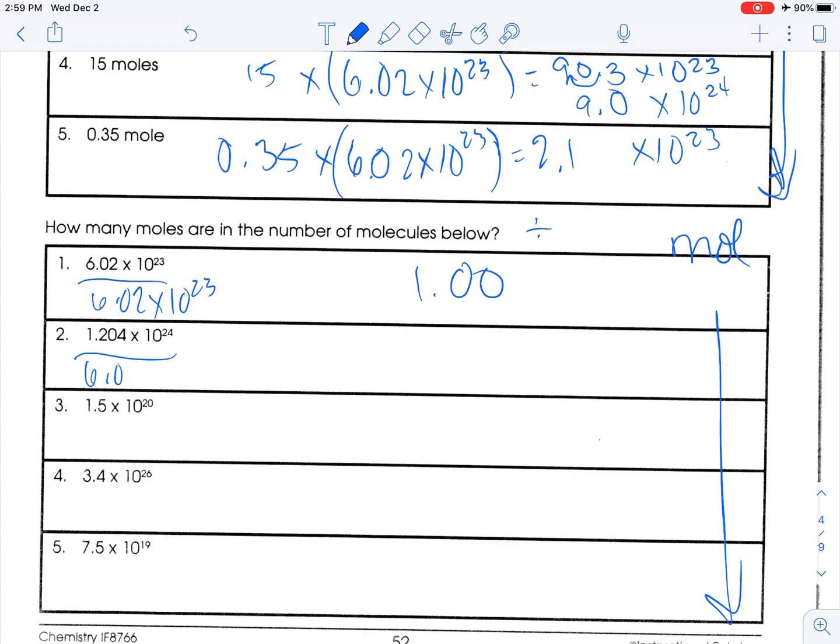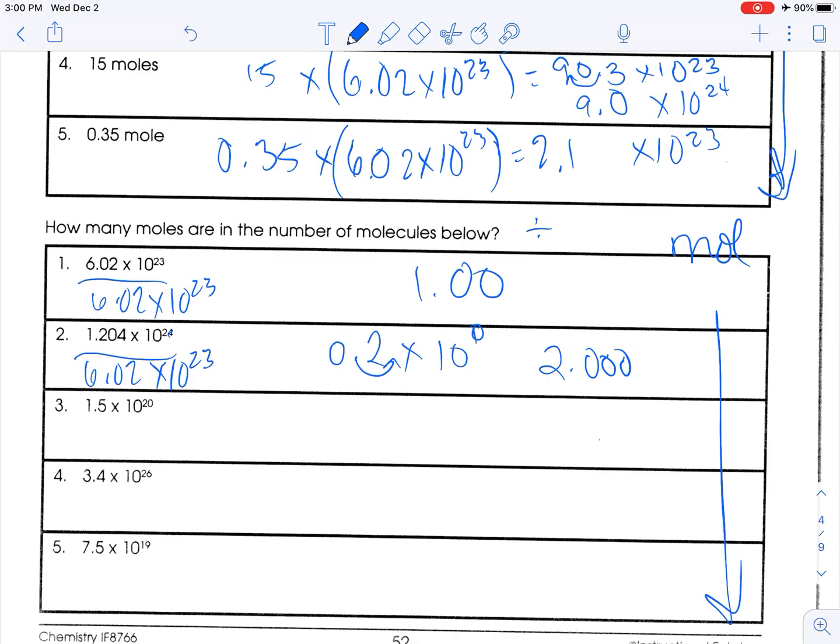Divide this by 6.02 times 10 to the 23rd. Now, I will divide coefficients only. So 1.204 divided by 6.02, I get 0.2 times, and now I subtract exponents. 24 minus 23 is 10 to the 1. That is not proper scientific notation. So I move my decimal place one spot to the right, which is multiplying by 10, which means I need to divide this by 10, which is 0. So 2 times 10 to the 0 is just a 2. But you would technically need 4 sig figs.